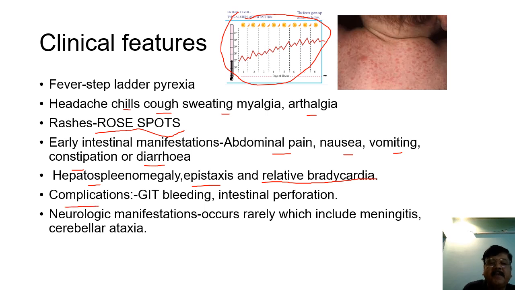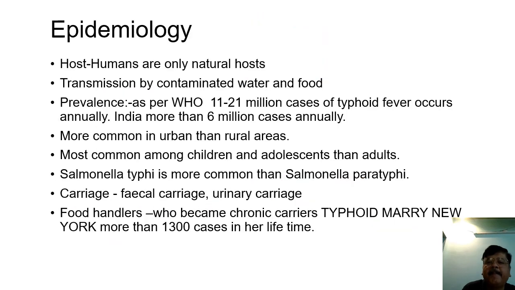Then complications: gastrointestinal bleeding and intestinal perforation are the complications. Then neurologic manifestations also include meningitis and cerebellar ataxia. These are the overall features, but sometimes atypical presentations have been demonstrated and various case reports have been given. Multiple abscesses formed in the organs have been presented as an atypical presentation.